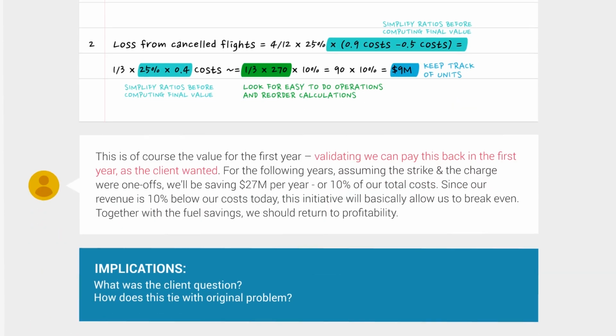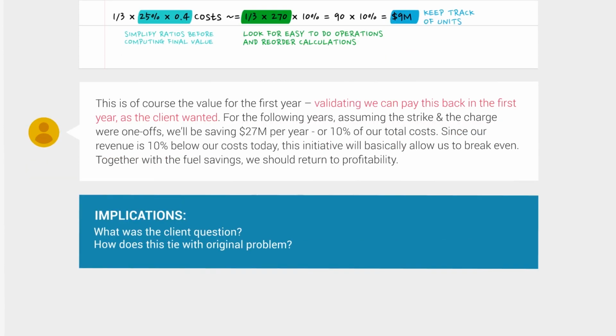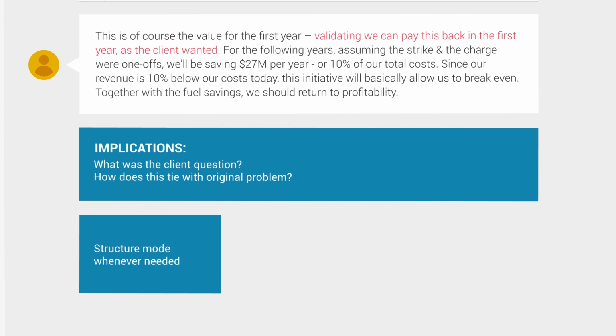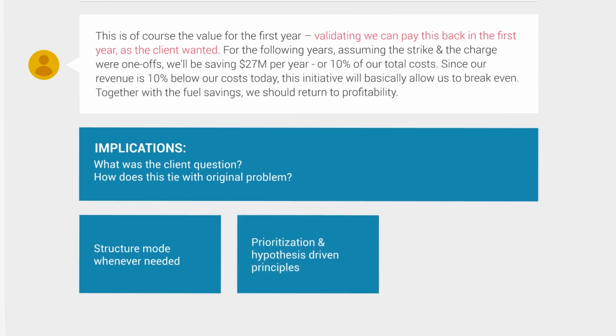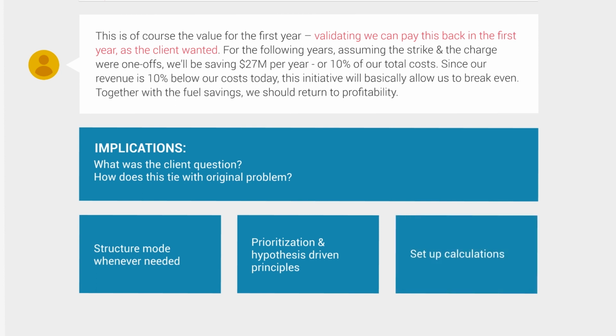As with any good analysis, the candidate walks through the implications of the numbers instead of just spitting out the numerical result. Specifically, the candidate addresses the client's question and how their analysis ties to the original problem. We've gone over a lot here. We should pause and reflect on the key points again. We should be ready to go back into structure mode whenever a new question is introduced. In leading the analysis, we should apply prioritization and hypothesis-driven principles. We should set up calculations before diving into them. To learn more about these principles, please visit the Lead the Analysis video from our Academy.